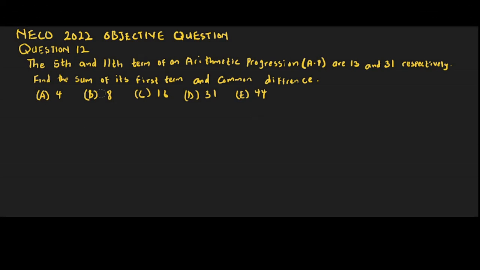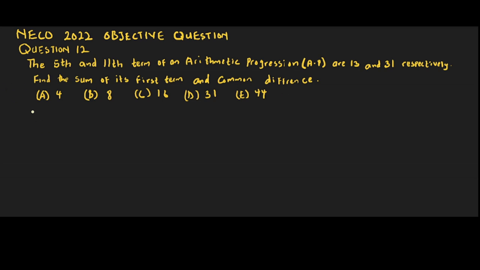Question 12. The fifth and 11th term of an arithmetic progression, AP, are 13 and 31 respectively. Find the sum of its first term and common difference. Now, these are the options. In this question, they want us to calculate the sum of the first term A and the common difference D.